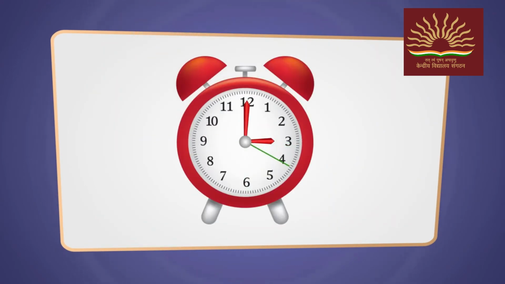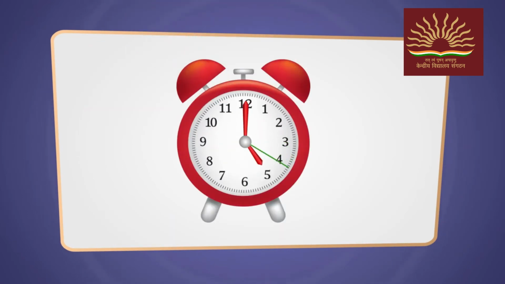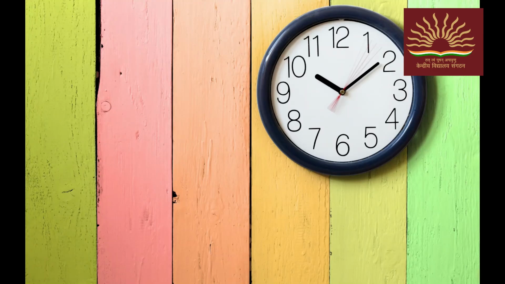At 3 p.m. he comes back from school. At 5 o'clock in the evening, he plays with his friends at his home. It was Ishan's daily routine which was set with the help of a clock.